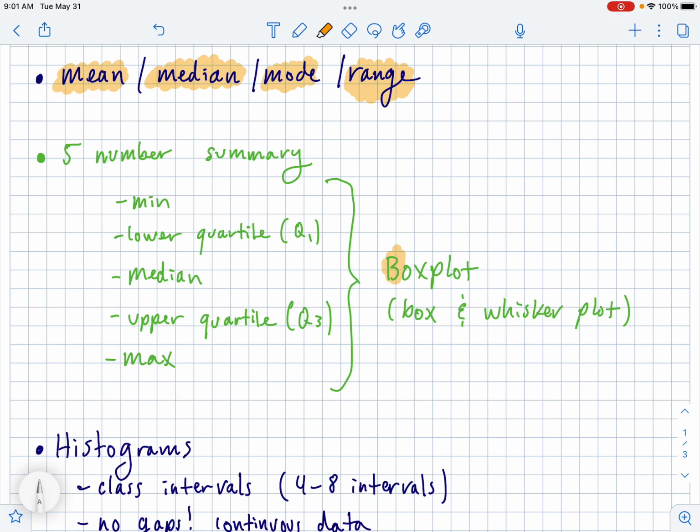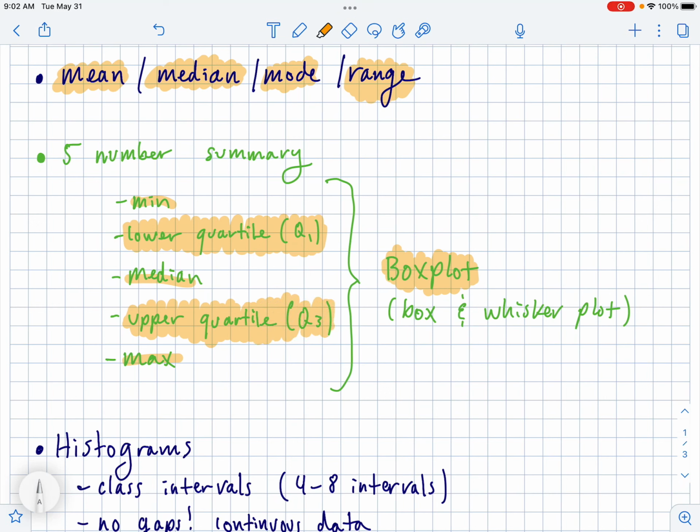The next thing we did is we talked about making box plots. To make a box plot, you need the 5-number summary. The 5-number summary is the minimum value, the maximum value, the median, and then the lower and upper quartile. Remember that the lower quartile is the median of the lower half, and the upper quartile is the median of the upper half.